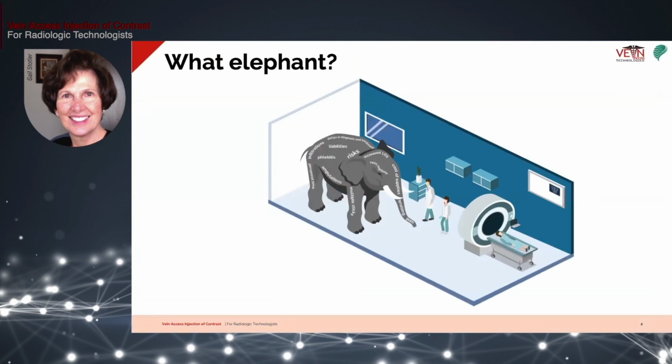So I start off with the elephant in the room. And that's because it is a subject that nobody wants to talk about. Everywhere in the world, it's basically ignored, and it's ignored by every discipline, not just radiology. And that elephant represents a lot of problems that are associated with the venipuncture part of the injection of contrast procedure.